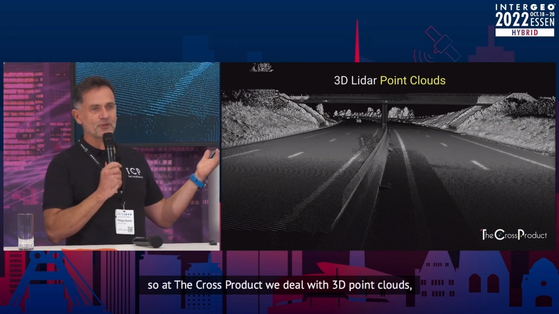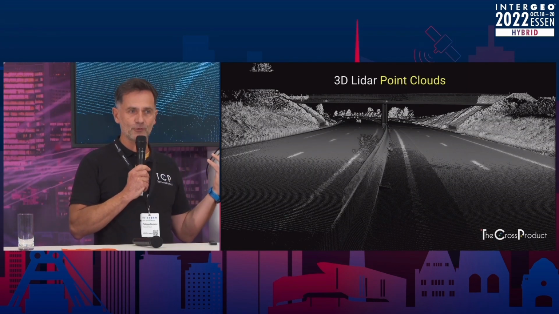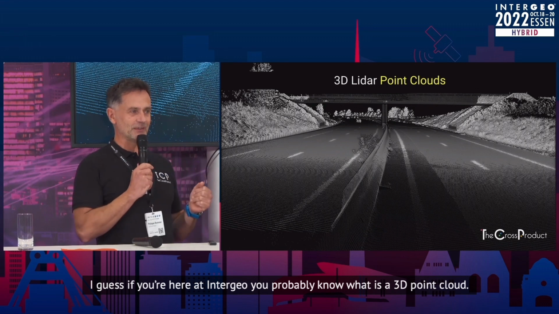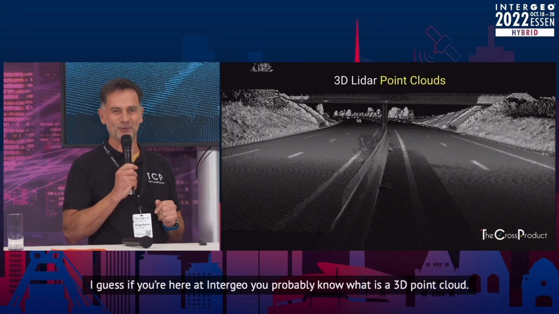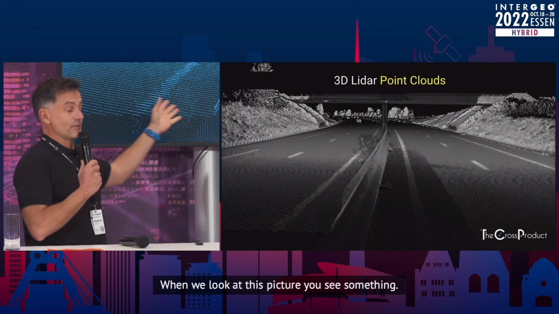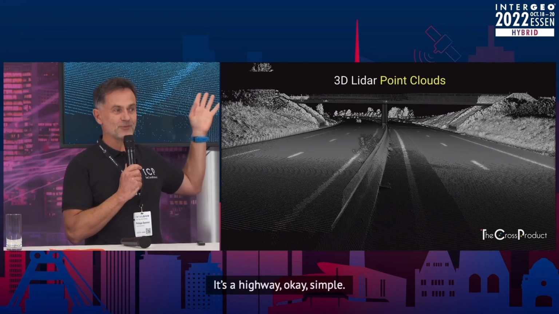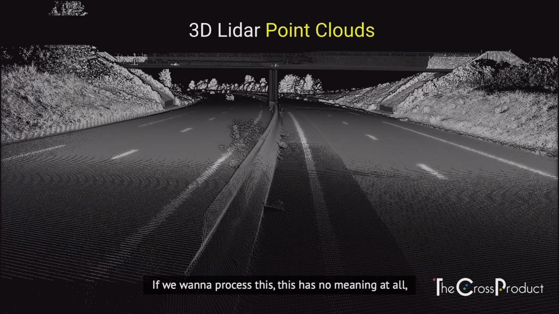So at the Cross Product, we deal with 3D point clouds. I guess if you are here at Intergeo, you probably know what a 3D point cloud is. When you look at this picture, you see something. It's a highway, okay, simple. If we want to process this, it has no meaning at all. It's just a list of points. Of course, when we see it as humans, we see it's a highway, we see the road marks, the safety barriers, the bridge, but the file doesn't know anything about this.